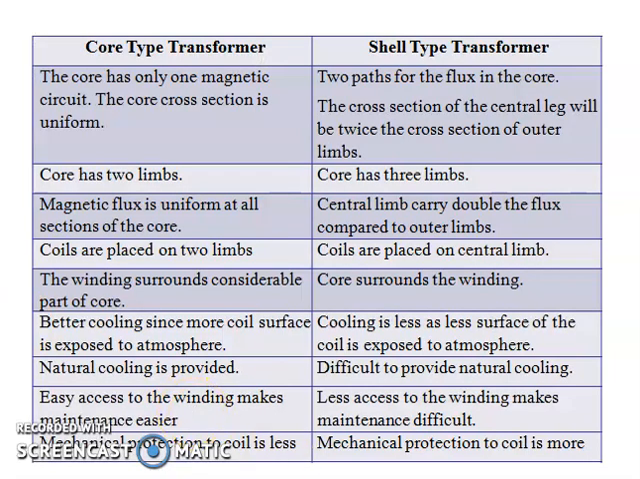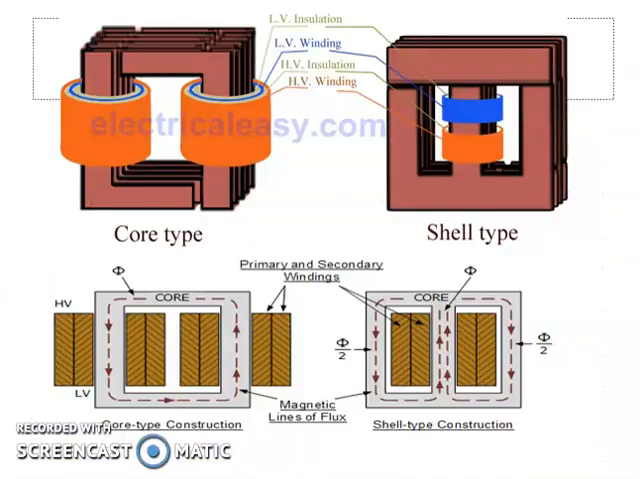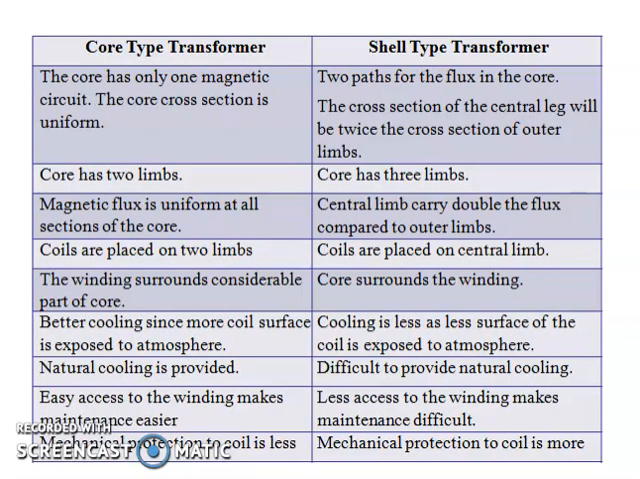That is the problem. Mechanical protection to the coil is more, as the coils are inside. So mechanical protection is more as compared to core type, where the coils are outside and mechanical protection is less. So this is what I wanted to cover in this video lecture. The next part of the transformer will be covered in the next video lecture.